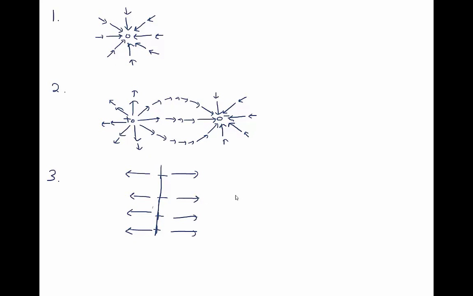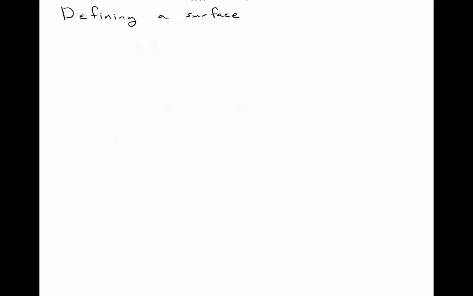Okay, so now we've thought about what our electric field vectors should look like. Now let's talk about defining the surface. That's the next step we need to use Gauss's law and to calculate electric flux in general. So we've looked at the E, now we need to look at the dA. So what does dA mean?